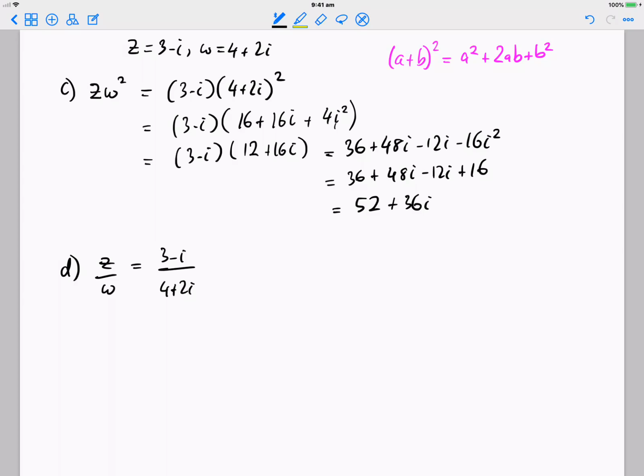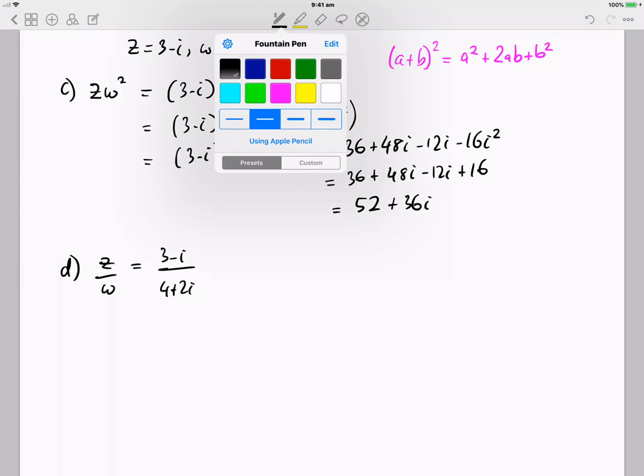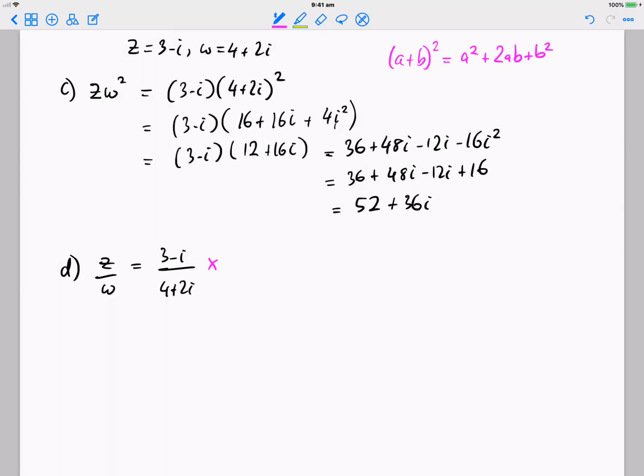Okay, so the trick is, in this case, you multiply this by this particular fraction.